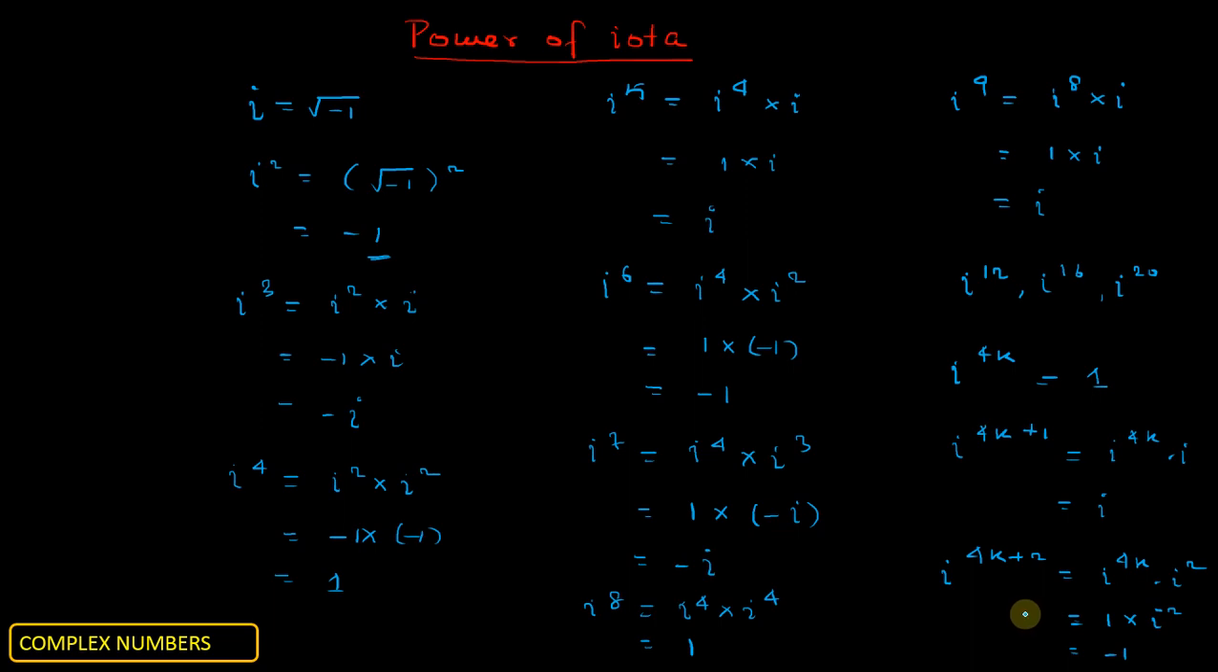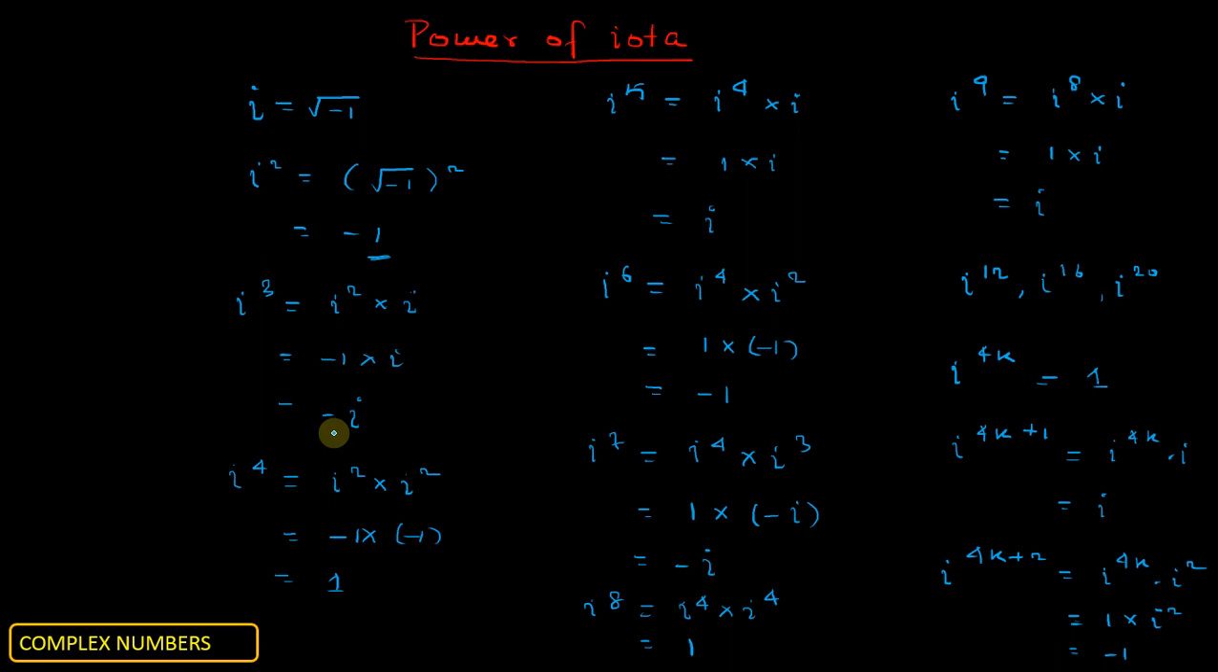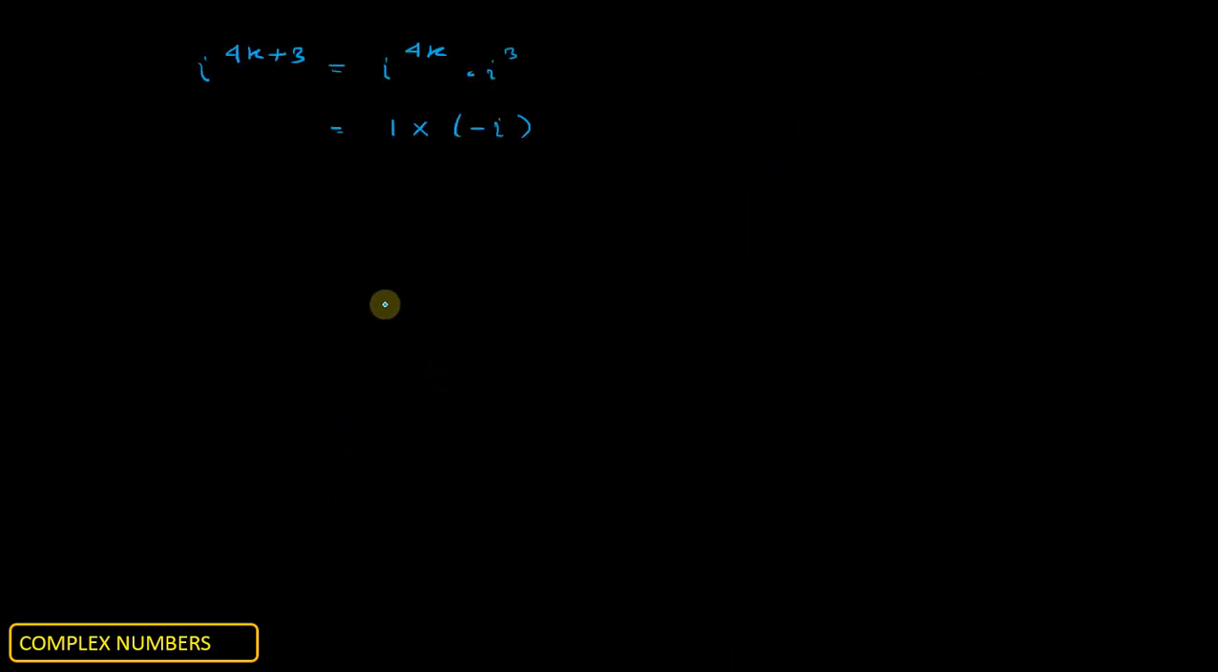Okay, if we have iota raised to 4k plus 3. So we can write it as iota raised to 4k multiplied by iota raised to 3, and iota raised to 4k is 1 multiplied by iota raised to 3, which is equal to minus iota. We have seen earlier iota raised to 3 is what? Minus iota. So we have minus iota.